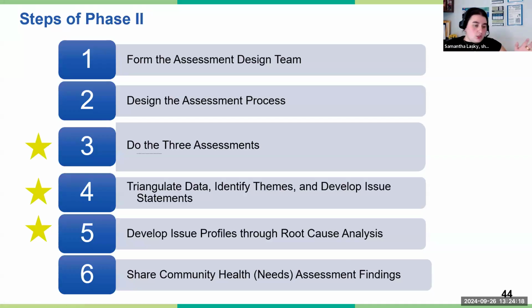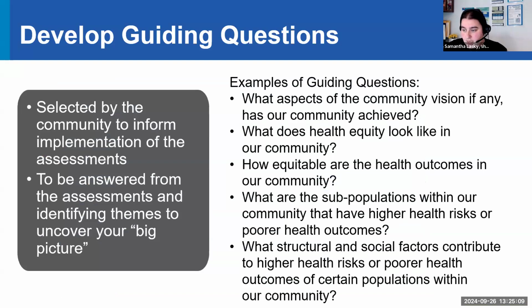Okay, so here are the overarching steps of phase two. As Lori noted, where you see stars is where there's alignment with IPLAN. So the first step is really to form the assessment design team. These will be essentially advisory committee folks who will help you manage and go through the assessment phases. Next will be designing the assessment process, followed by doing the three assessments, the community partner assessment, the community status assessment, the community context assessment, where you'll gather all your data. Step 4 is to triangulate data, identify themes, and develop issue statements. Step 5 is to develop issue profiles through root cause analysis. And step 6 is to share community health needs or community health assessment findings. Next slide.